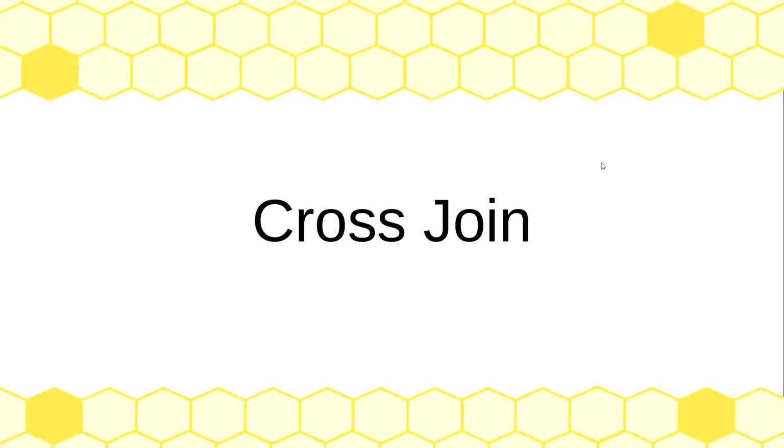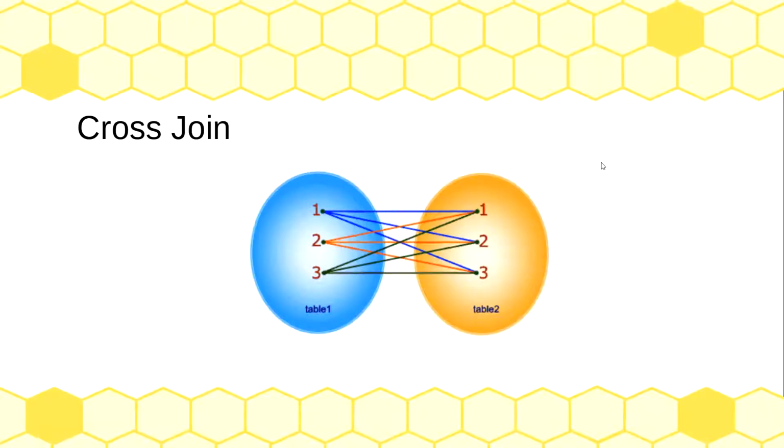We have now seen examples of both inner and outer join. The next type of join is cross join. When we join two tables as cross join, then each record of the first table is matched with each and every record of the second table, as we can see in the image. 1 from table 1 is matched with table 2's 1, 2 and 3. 2 from table 1 is matched with 1, 2 and 3 from table 2, and 3 from table 1 is matched with 1, 2 and 3 from table 2.